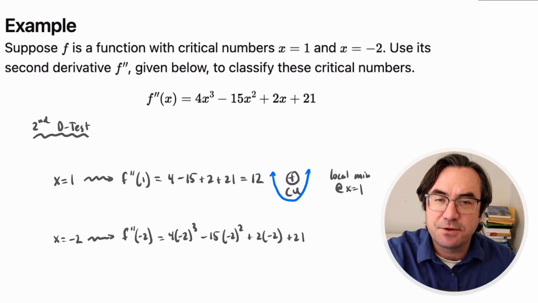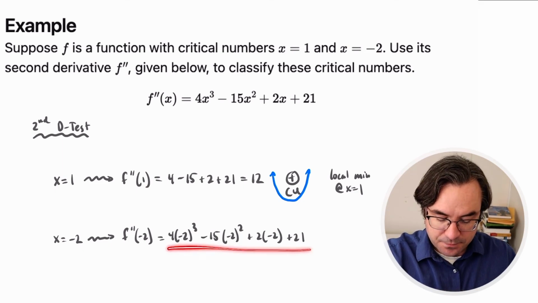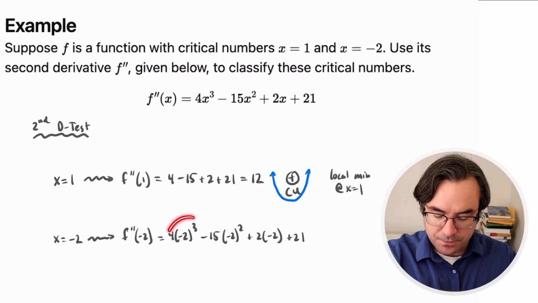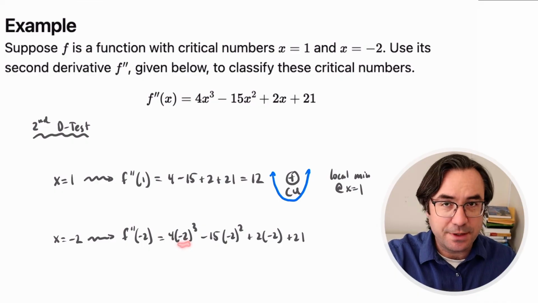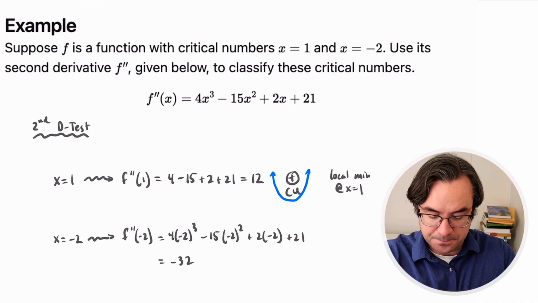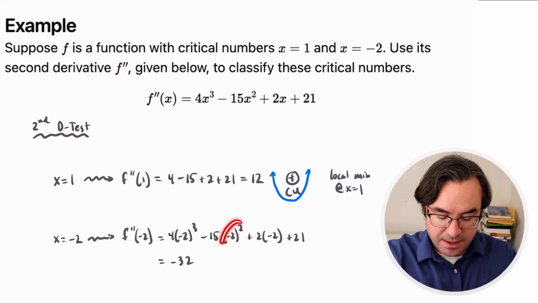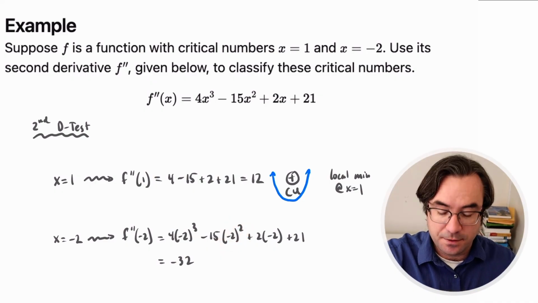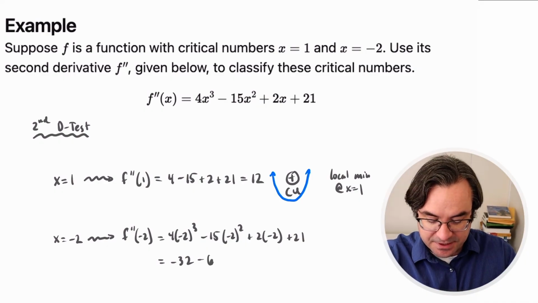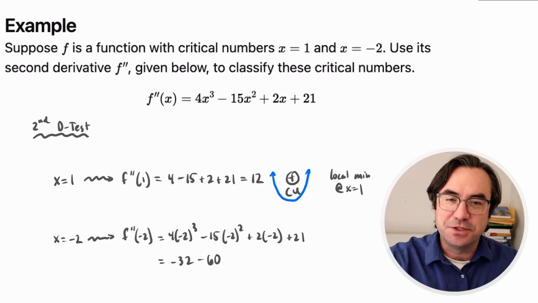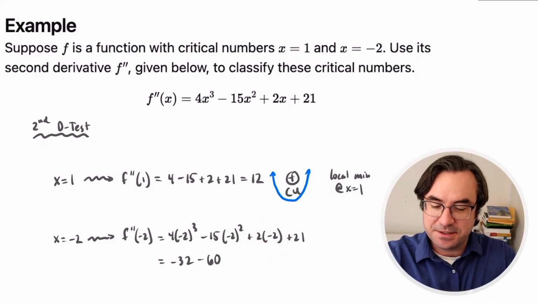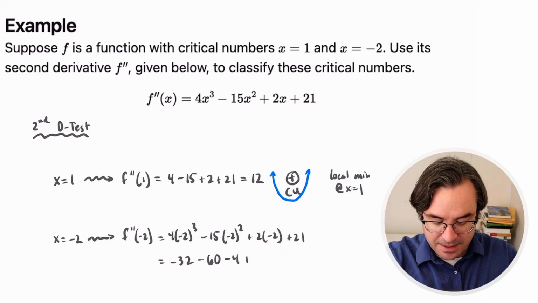All right, so we've got to simplify this down, and we're not really worried about the number. We just want to know, is it positive or negative? So this first part, negative 2 cubed, that's going to be negative 8. And then negative 8 times 4 is going to be negative 32. Then negative 2 squared is positive 4, and multiplying positive 4 by negative 15 gives negative 60. So far things aren't looking too good. We've got negative 32 minus 60. Then we've got 2 times negative 2, which is negative 4. And then we've got plus 21.